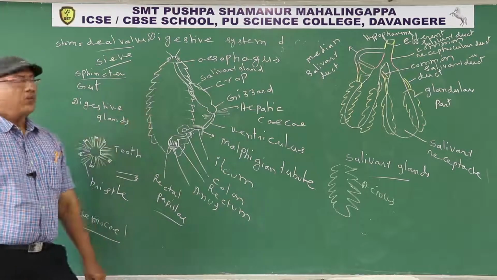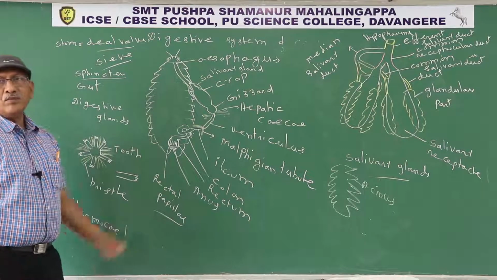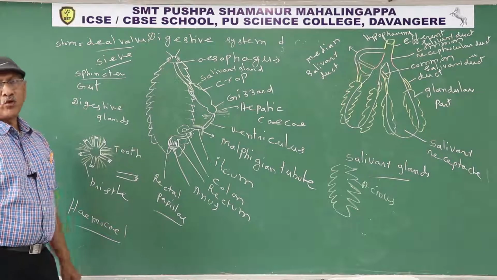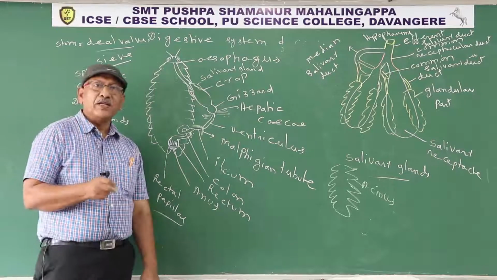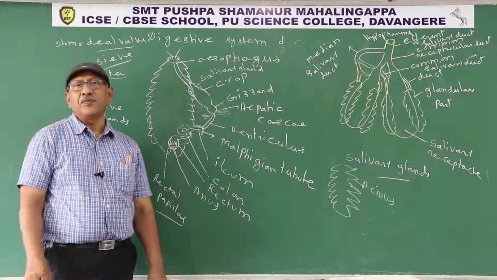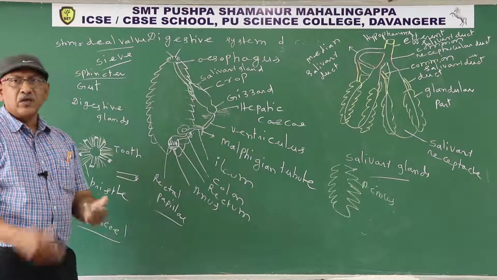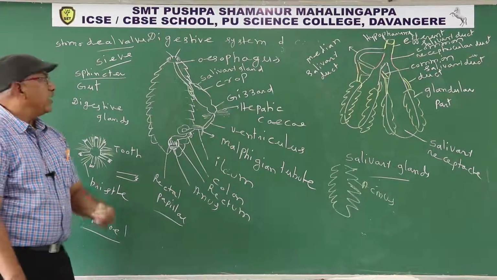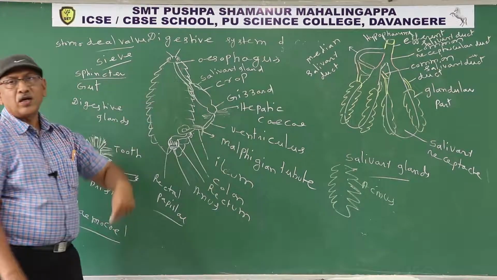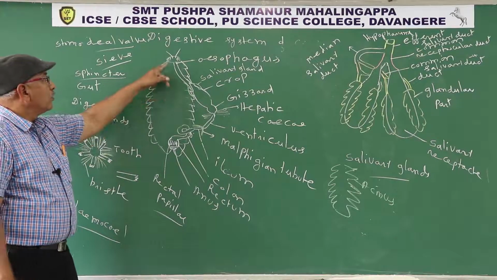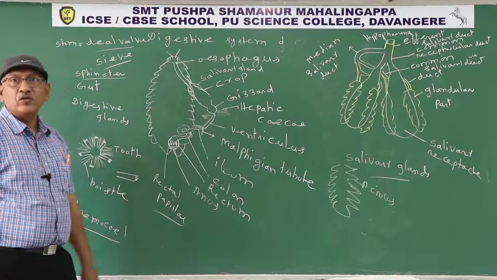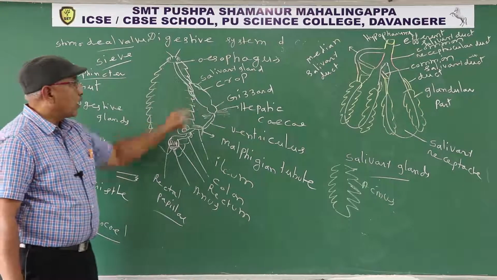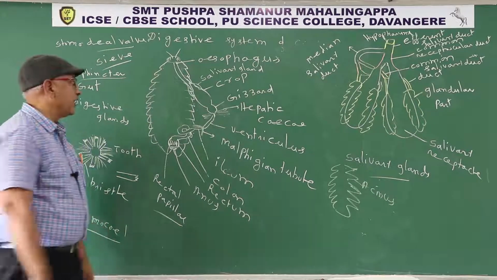So you already know the cockroach has biting and chewing type of mouth parts. It identifies the food material with the help of antennae. The mandibles cut the food into small pieces. Later they push the food into the pharynx. From the pharynx, food enters the esophagus. From the esophagus, food enters the crop. The crop temporarily stores the food material.